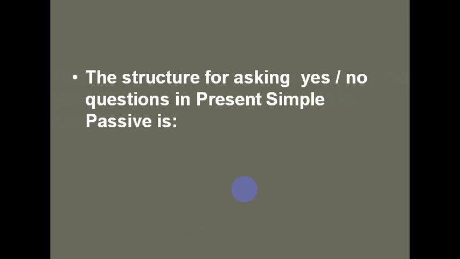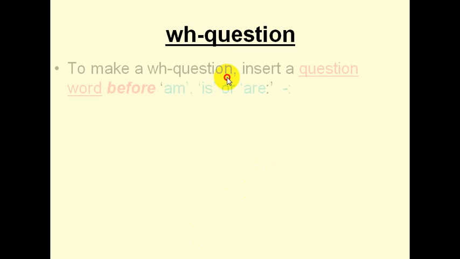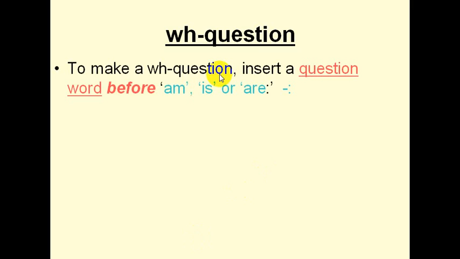To conclude, the structure for asking a yes/no question in present simple passive is am, is, or are plus subject plus past participle. Now moving on to WH questions. To make a WH question, insert a question word before am, is, or are. Let us see the example.